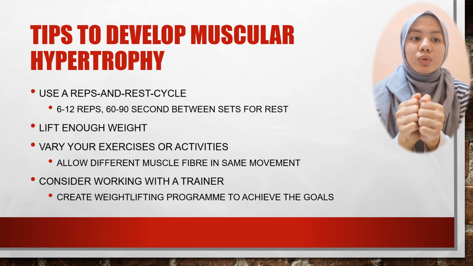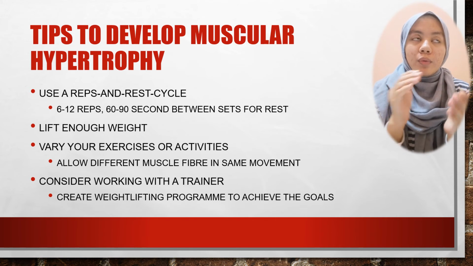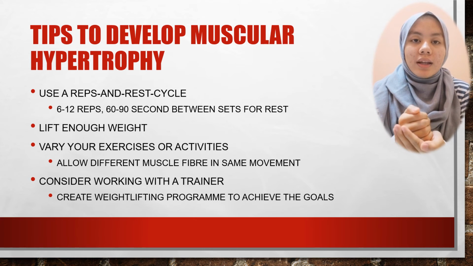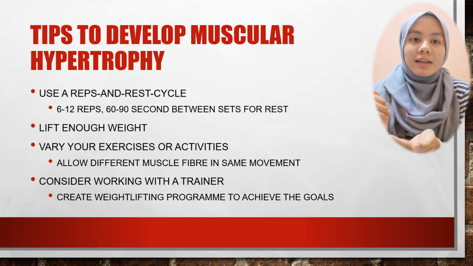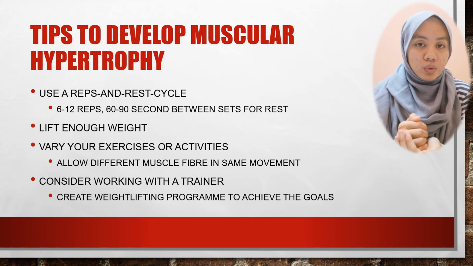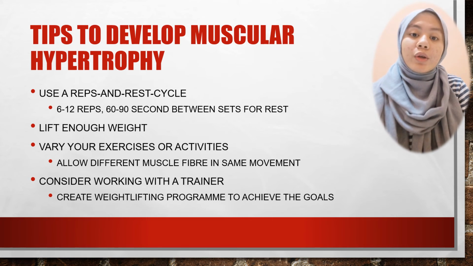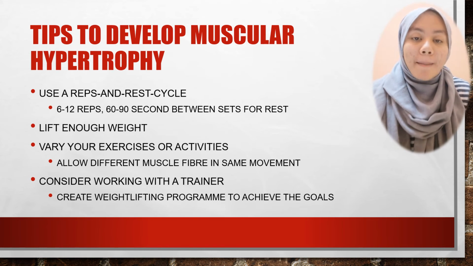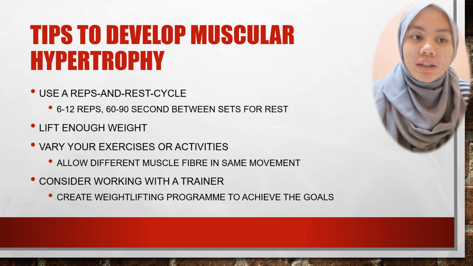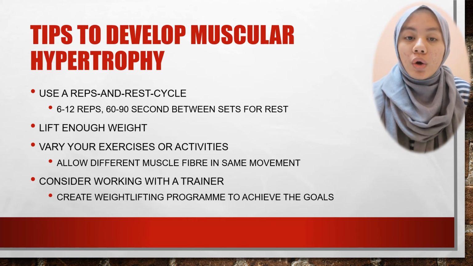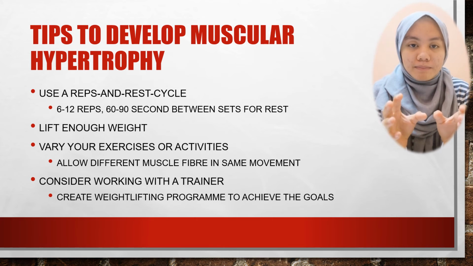Next, lift enough weight but not too light, where you have to lift weight that allows you to gain heavier weight, where the heavier weight leads to muscle damage and satellite cell repair too. Next, vary your exercises or activities, where you make it varied to allow multiple fibers in the same movement in a circuit to be fired up.